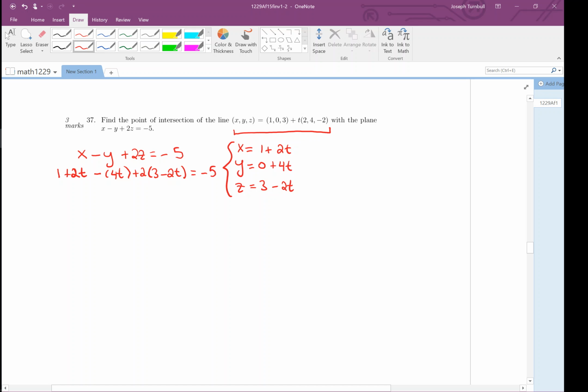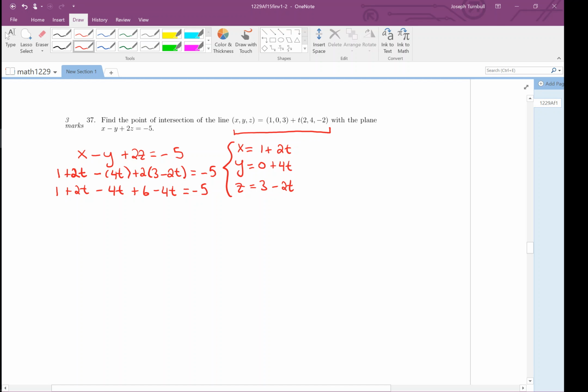And I'm going to put brackets around the 3 minus 2t, just to make sure that I multiply both of those terms in the z piece by the 2 that's in front. Okay, now I'll clean up a little bit. 1 plus 2t minus 4t plus 2 times 3, 6, and then 2 times negative 2t, minus 4t, equals minus 5. Now clean up.